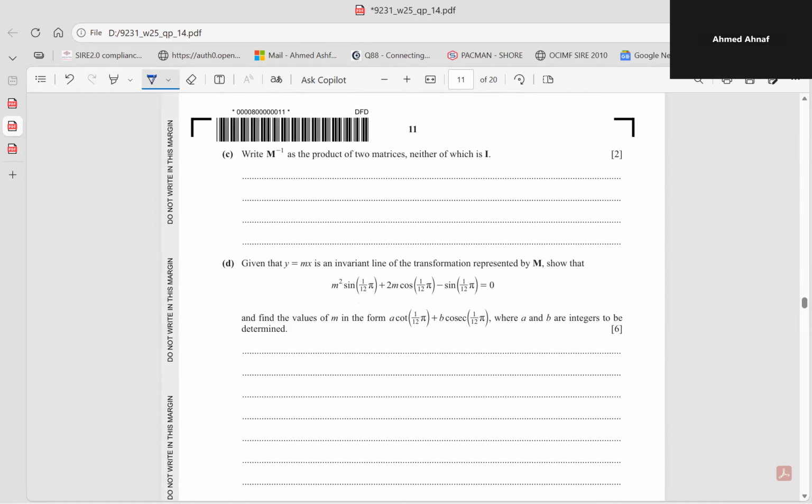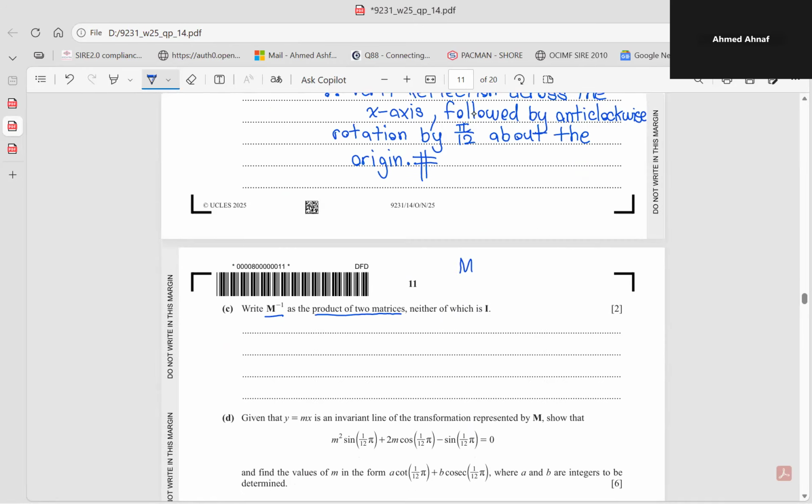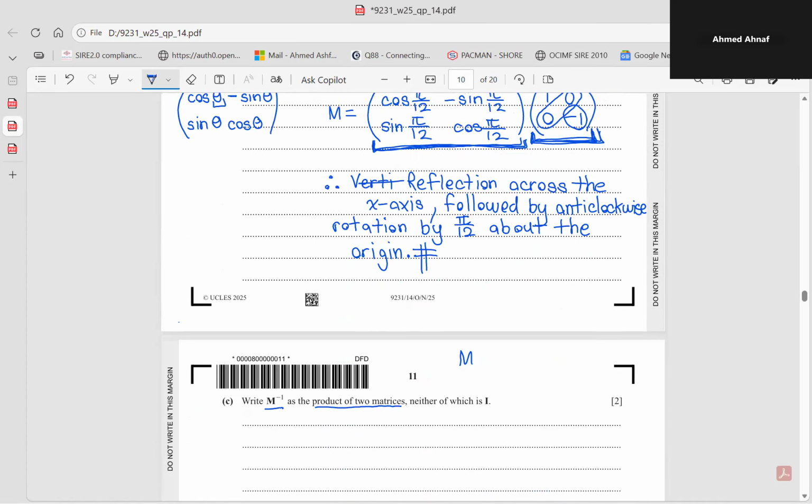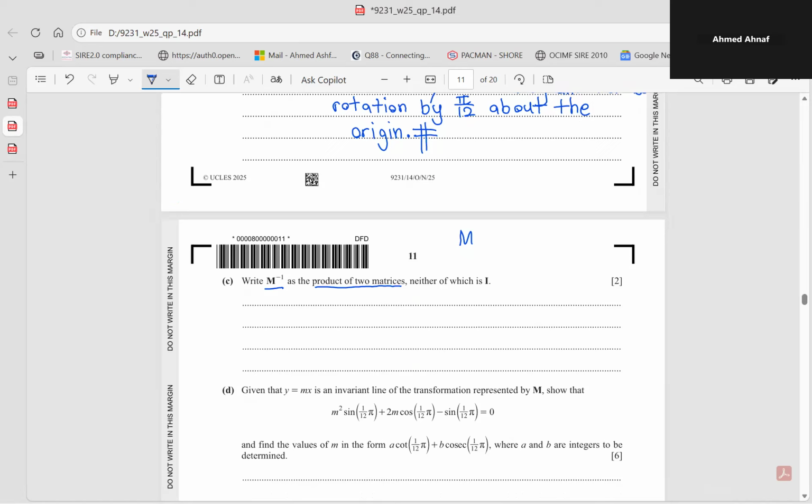For part C, we are told to write M inverse as a product of two matrices, neither of which is I. For M, we already have an expression in terms of two matrices as a product. So we're going to let those two matrices be A, B.